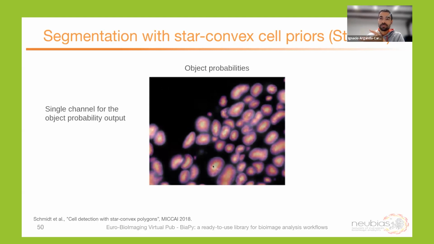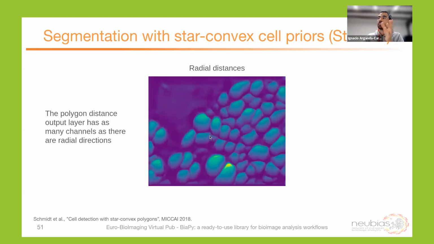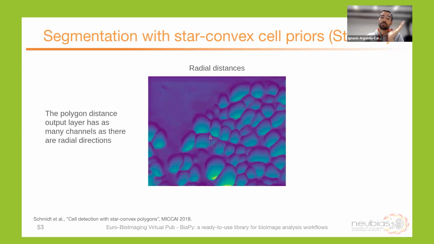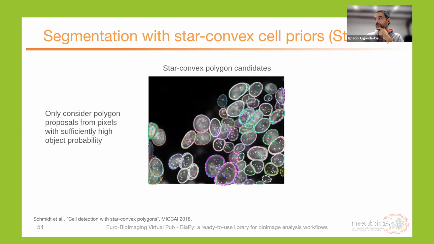In this case, it is actually quite a good job because they separate things that are already touching, but it's not perfect. And also all the distances in specific directions. The more radial distances you have, the more accurate your boundary is in the end, but of course you have to spend more time training.